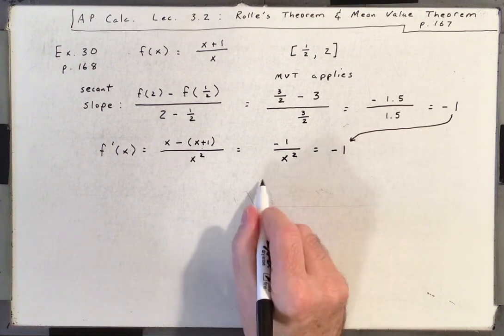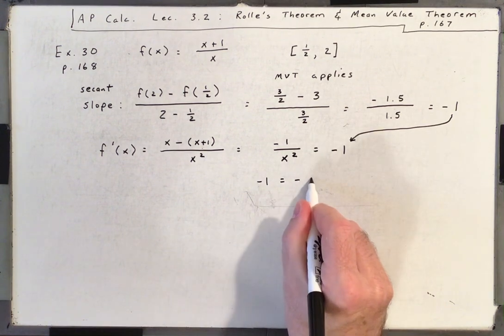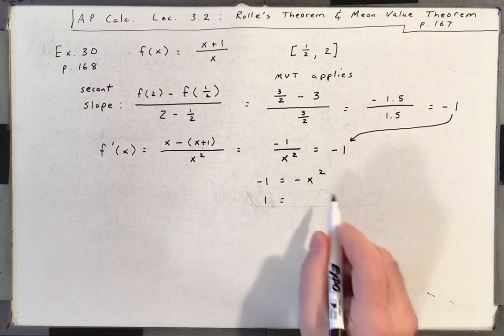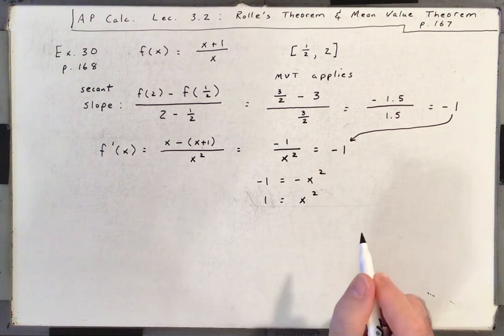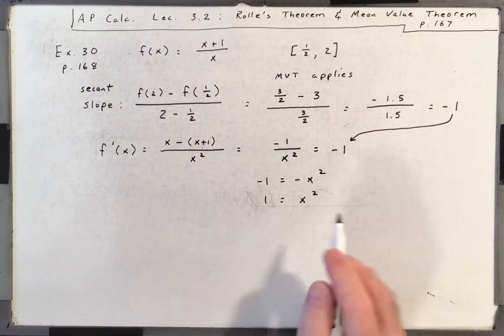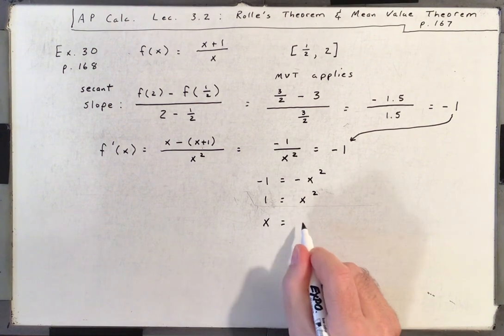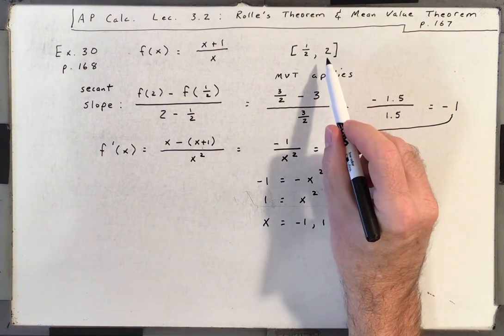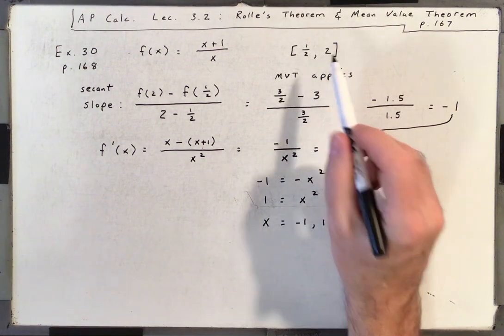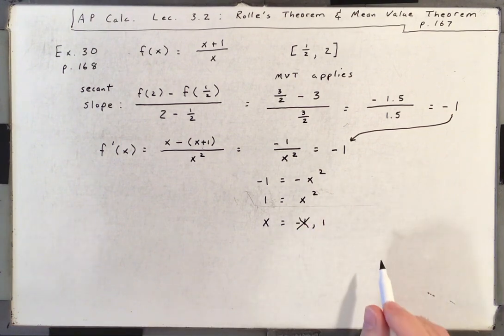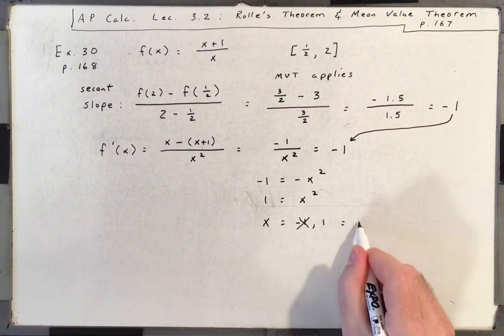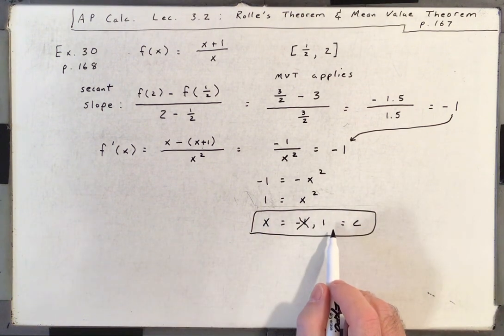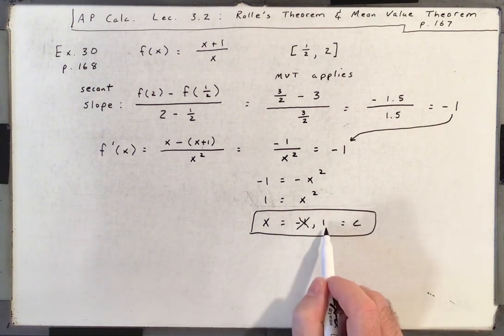Let's multiply both sides by x squared, and I have negative 1 is equal to negative x squared. The negatives will cancel, so 1 is equal to x squared. So x would be plus or minus 1. But negative 1 doesn't fall within the interval, does it? So we can cross that one out. So x is equal to 1, and that's our value c. So that's where the slope of the tangent line is going to equal negative 1. It's at x is equal to 1.